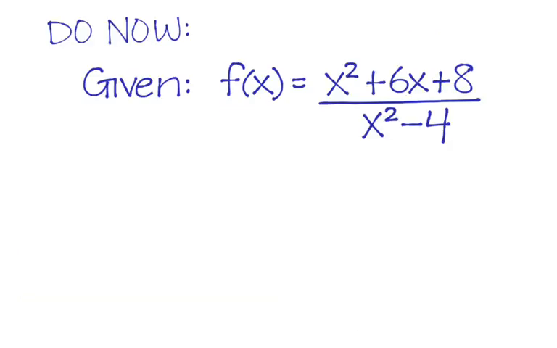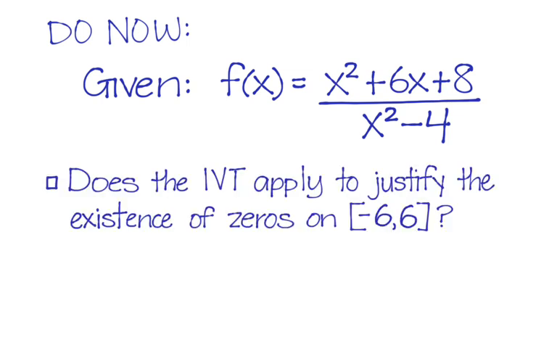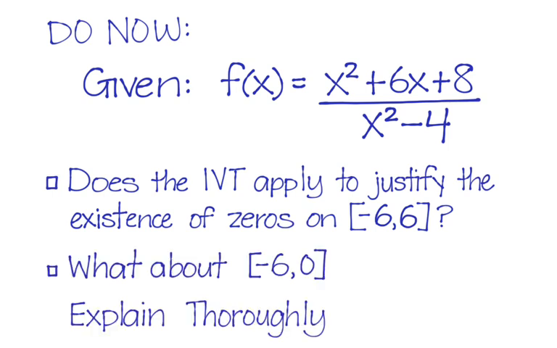So I've got a do now problem for you. We have this function, and I want to know whether or not the intermediate value theorem applies to this problem. Can you use it on this closed interval? What about the interval from -6 to 0? And then explain through. Obviously I didn't give you a limit problem. I just want to know, does the intermediate value theorem apply, and justify both of these with whatever your conclusion is. Explain thoroughly and post it to Google Classroom.